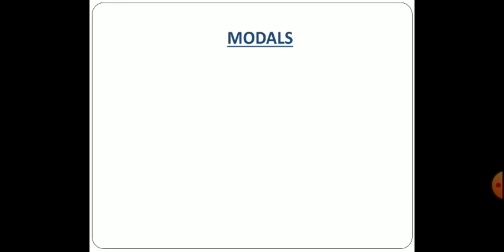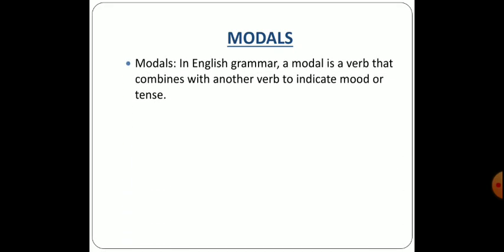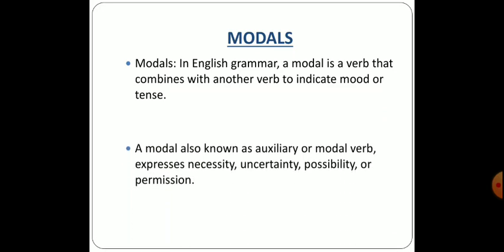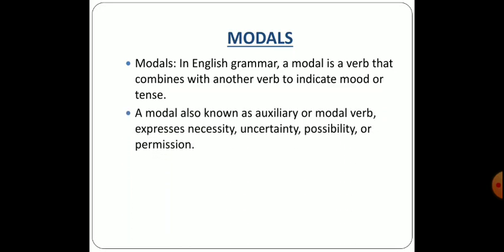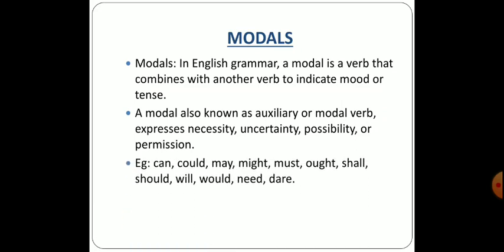So we have over here auxiliary verb and the next one we have is modals. So let us go through modals. Now as you have seen what are auxiliary verbs, let us move ahead with modals. Modals in English grammar. A modal is a verb that combines with another verb to indicate mood or tense. A modal, also known as auxiliary or modal verb, expresses necessity, uncertainty, possibility or permission. For example, can, could, may, might, must, ought, shall, should, will, would, need, dare. So over here the list of modals is given.